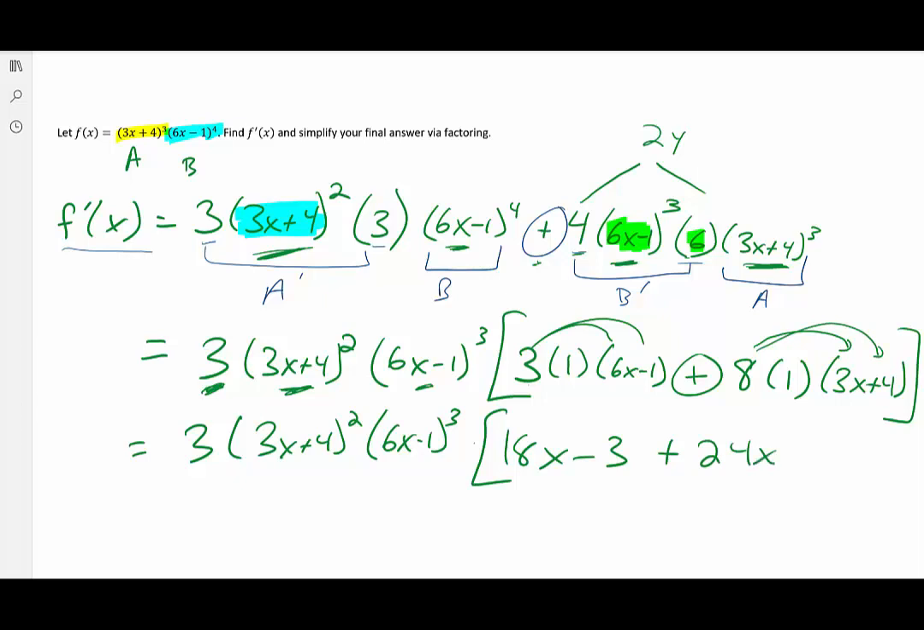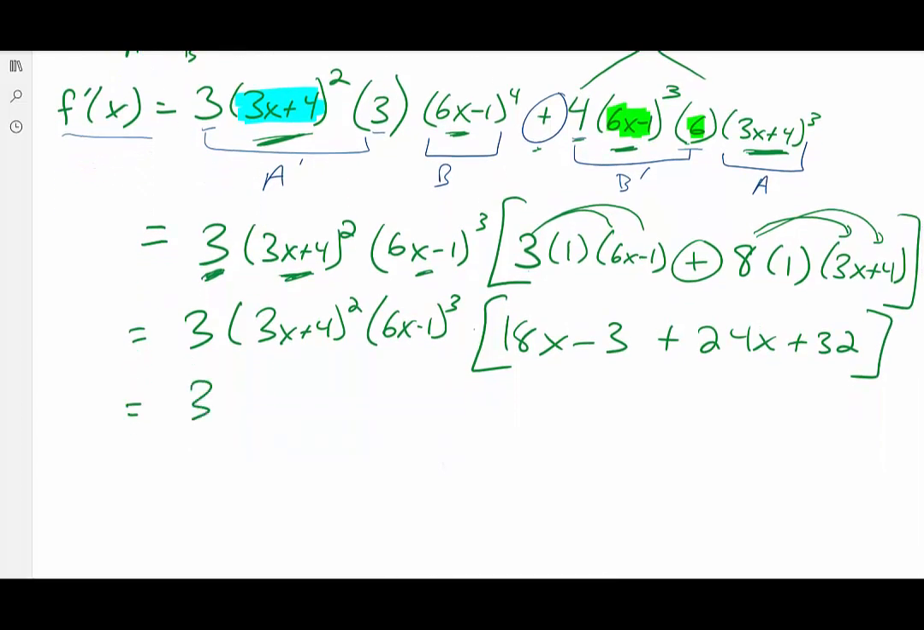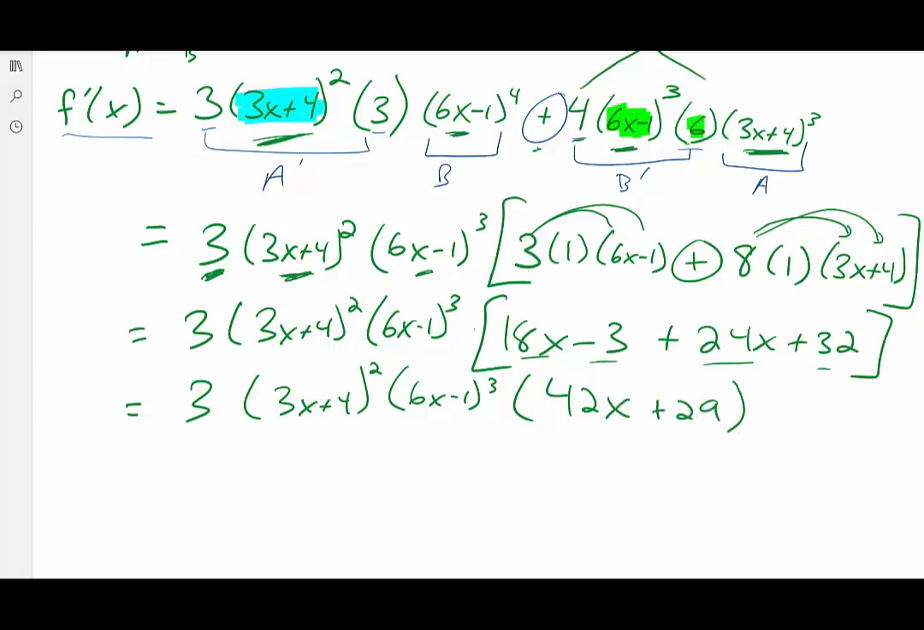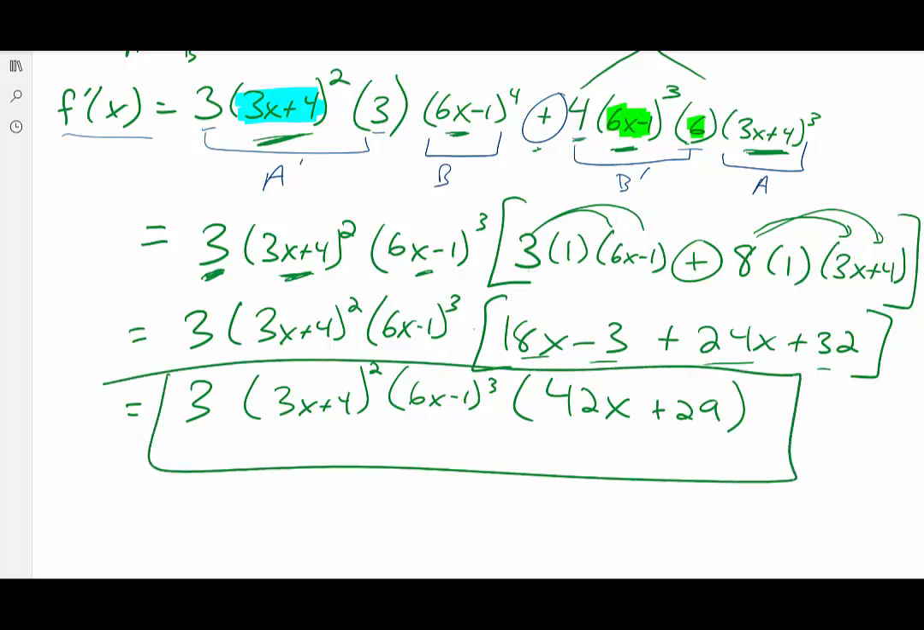All right, and then all that's left for us to do is combine the like terms within the brackets, and I'm just going to go ahead and convert my brackets over to parentheses. There's no difference between brackets and parentheses. I just like brackets because they make things look a little different. But 18x plus 24x, that gives us 42x. Please check my math. A negative 3 plus 32 is a positive 29. So this is our, well, not fully simplified, but that is our simplified derivative there via factoring. Okay, so that is the product rule.